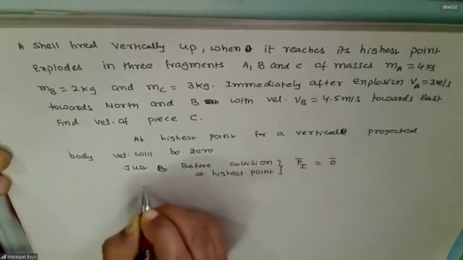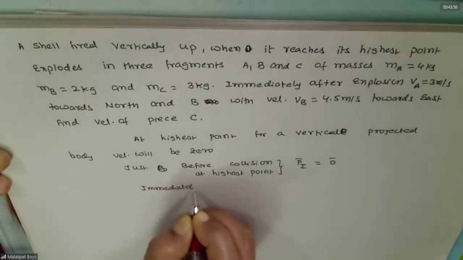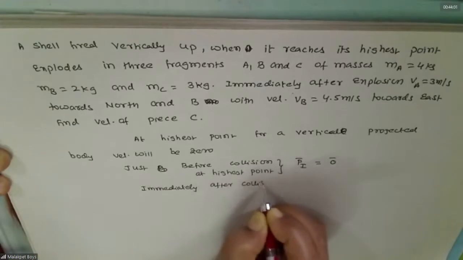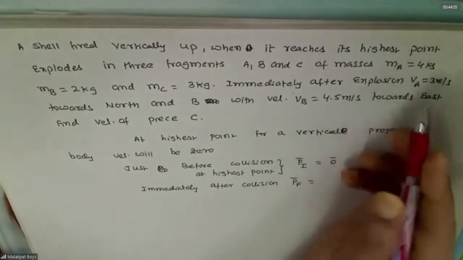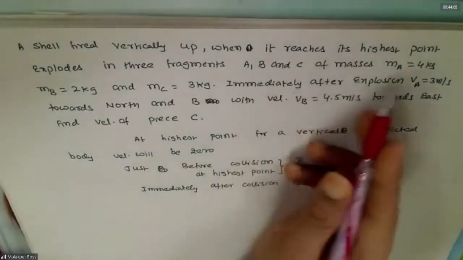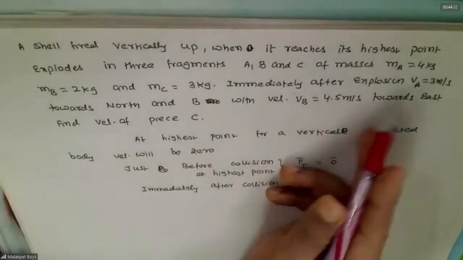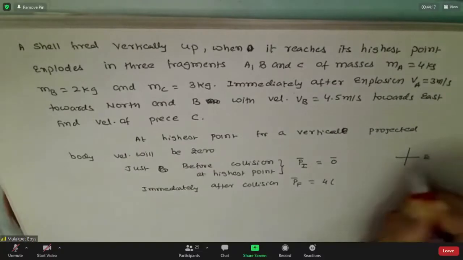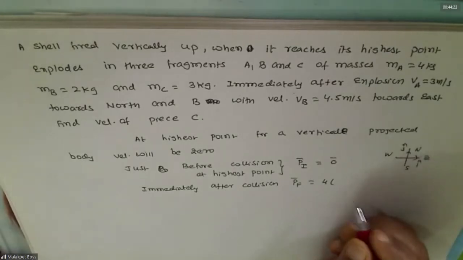Then immediately after the collision, yes, sir, clear. B F is equal to 4 into 3, mass of here, towards north. See, I can take directions now: east, west, north, south. I will take this as i, this as j. Okay? 4 into 3 j.